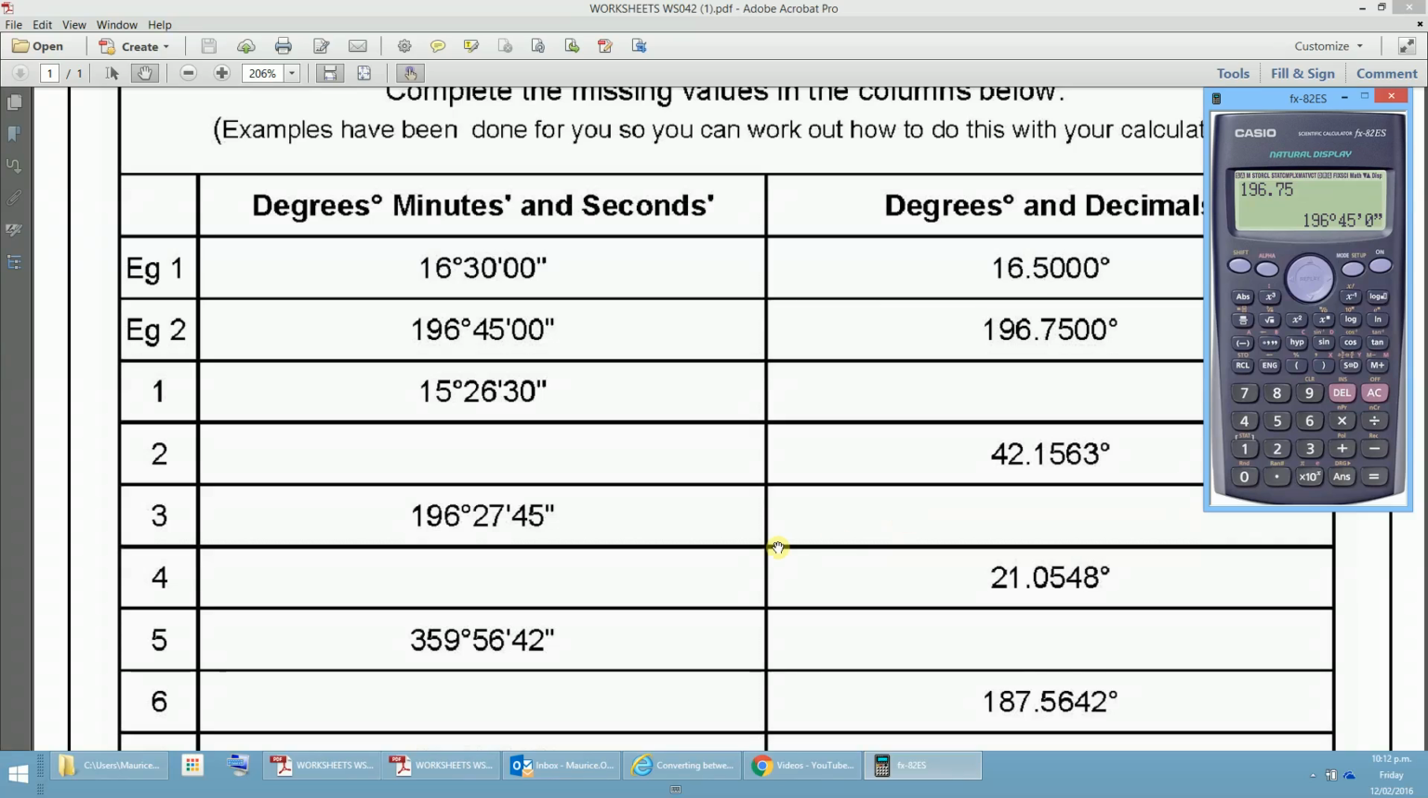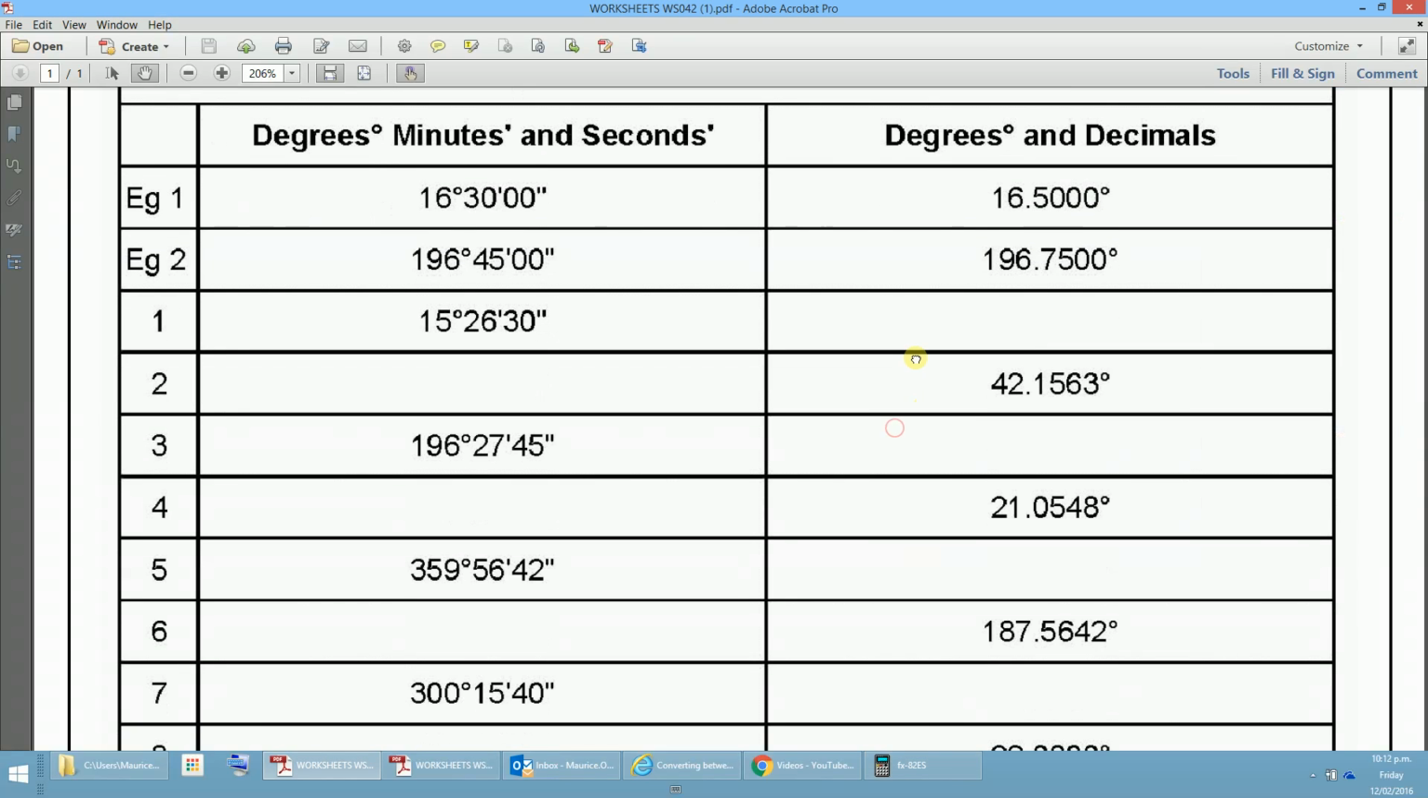We can go down here and try this. 196 degrees, 27 minutes, 45 seconds. Equals, it just puts it in there, push the button again. So pushing the button: degrees, decimal degrees, degrees, minutes, seconds, decimal degrees, degrees, minutes, seconds. Pretty simple, it doesn't get simpler than that.